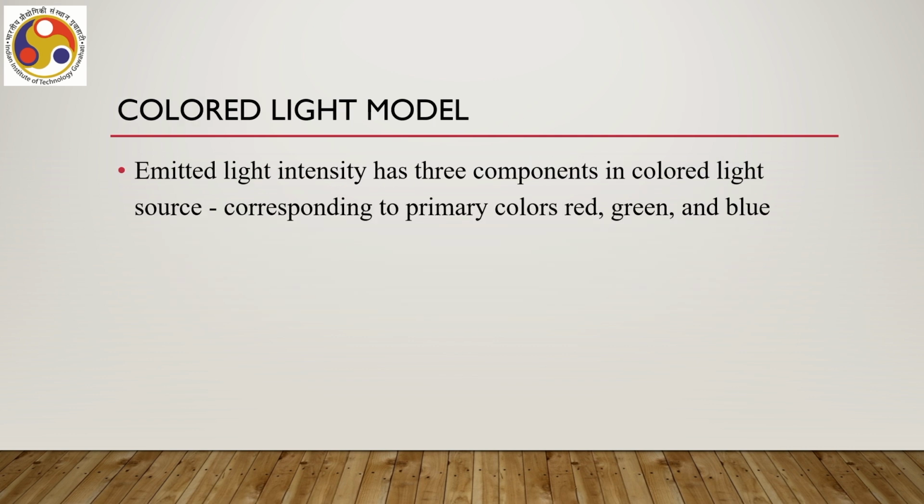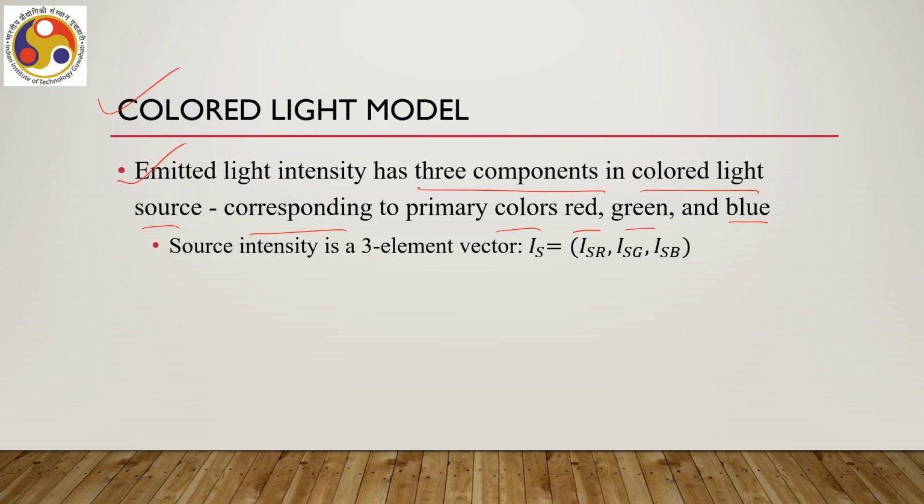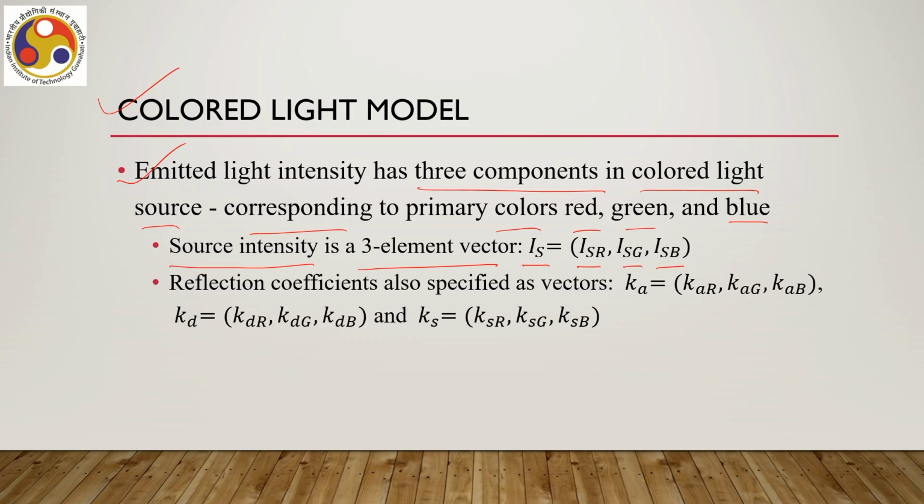Also, when we are thinking of assigning colors, the color light model works in a slightly different way. Emitted light intensity has 3 components in such a case rather than a single component, in a colored light source corresponding to the primary colors red, green and blue. Now, these 3 intensities combine together to give the perception of any color. So, the source intensity is a 3 element vector Is: IsR, IsG, IsB corresponding to the 3 primary colors.